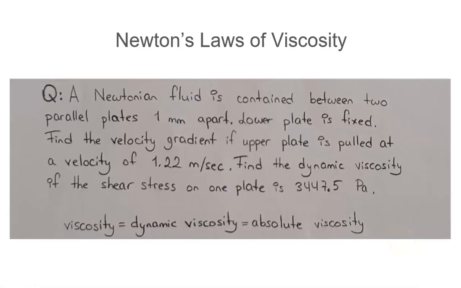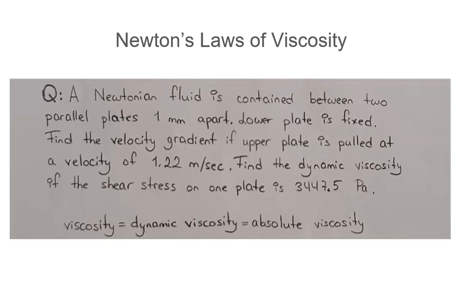Here's another example we can evaluate together. A Newtonian fluid is contained between two parallel plates 1 millimeter apart. Lower plate is fixed. Find the velocity gradient if the upper plate is pulled at a velocity of 1.22 meters per second. Then secondly, find the dynamic viscosity if the shear stress on the plate is 3,447.5 Pascal.